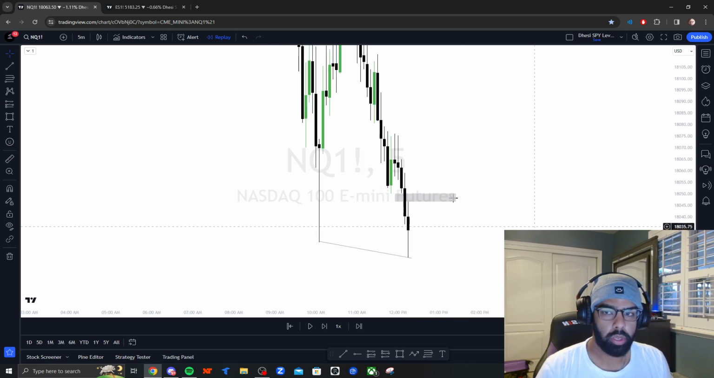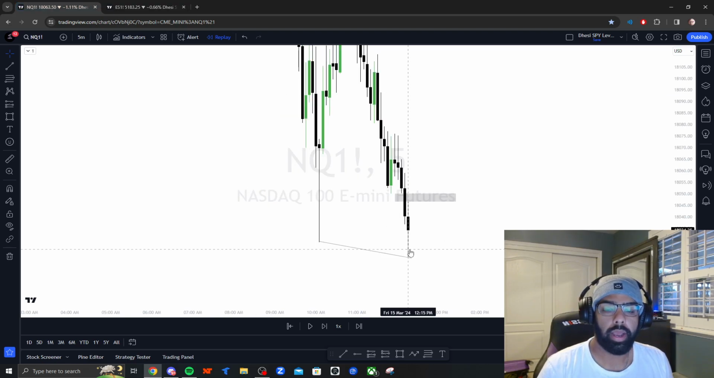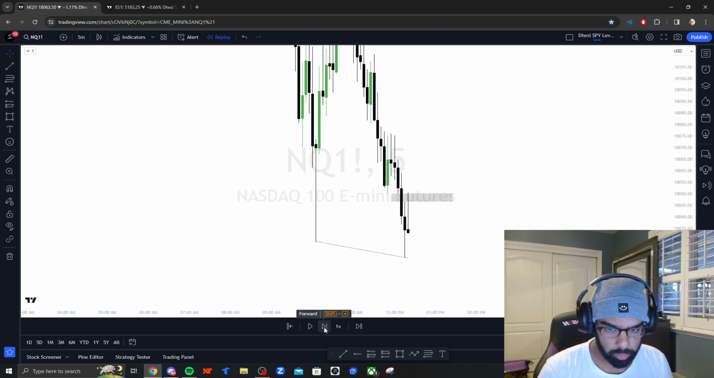Okay. So we have our SMT forming. NQ's made a low, ES made a high. We have our fair value gap. Now we're just waiting for an inverse gap. Let's just play this.